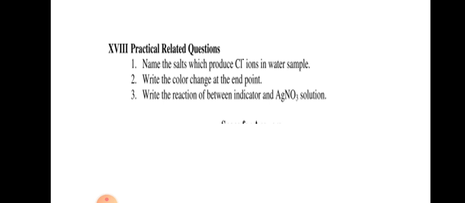Write the color change at the end point. Initially it is a yellow color solution. When the end point is reached, when all chlorides react with the silver, the color changes to red. So the end point is yellow to red. Name the reaction between indicator and AgNO3: that I already explained.